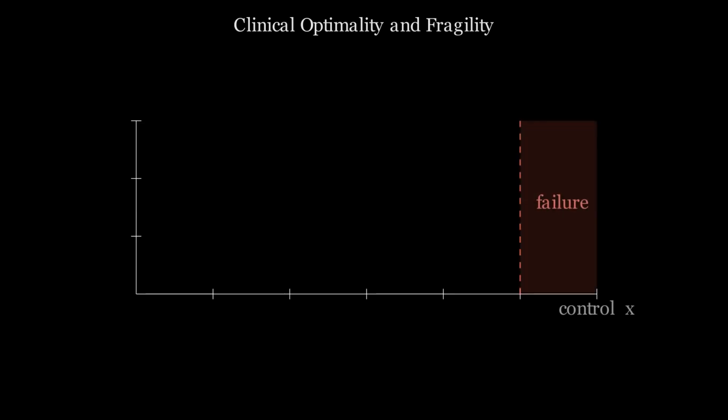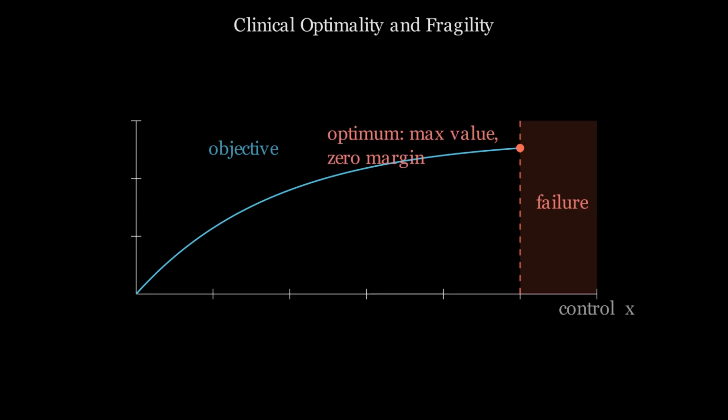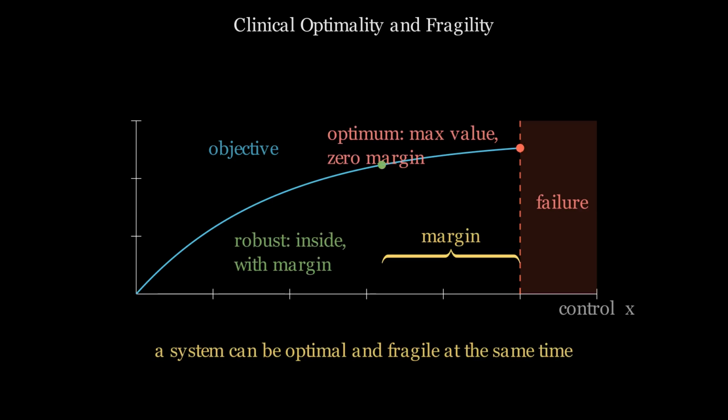Clinical robustness is not a form of treatment optimization. Optimal treatment protocols typically push organ function toward its performance boundary. At that boundary, the physiological distance to failure is zero. A patient can be on an optimal treatment regimen and simultaneously be clinically fragile.